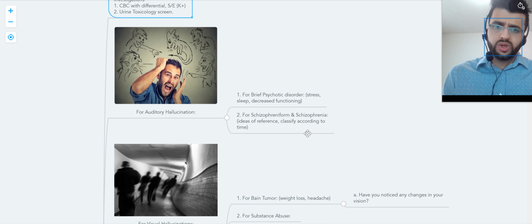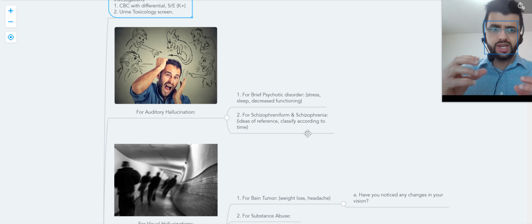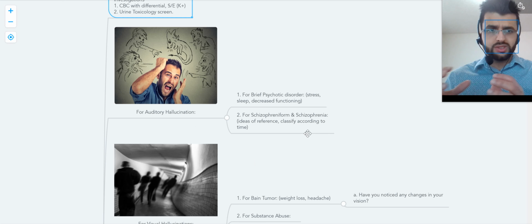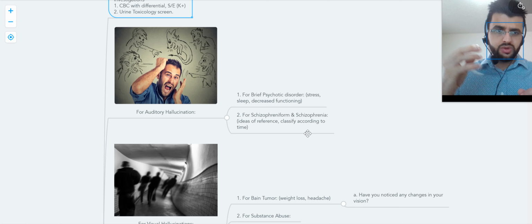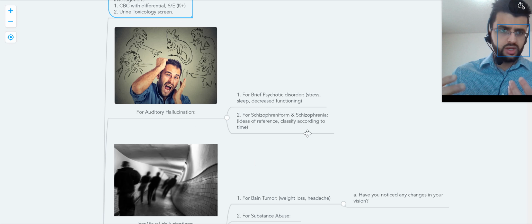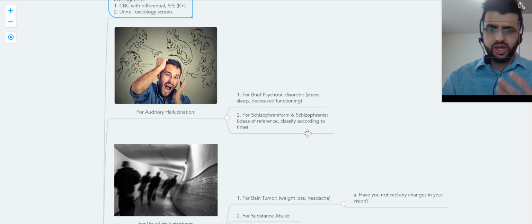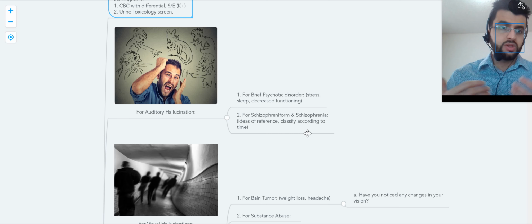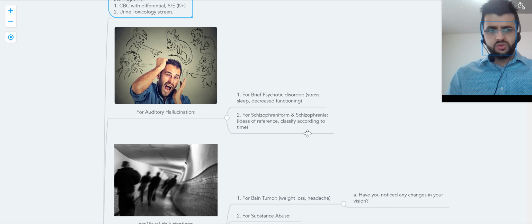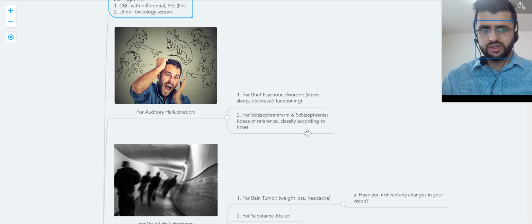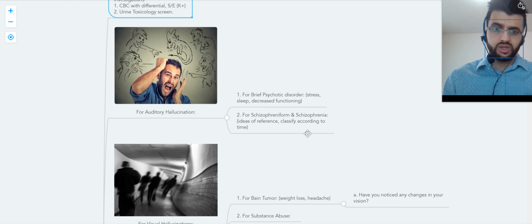So the second one is schizophreniform and schizophrenia. Schizophrenia usually has some prodromal symptoms that happen before the disease starts. For example, isolation, not talking to anyone, weird behavior, and then they start hearing voices. And this is a very unfortunate disease. It's worse than cancer. Some of the cancers can be cured, but this one is very hard.